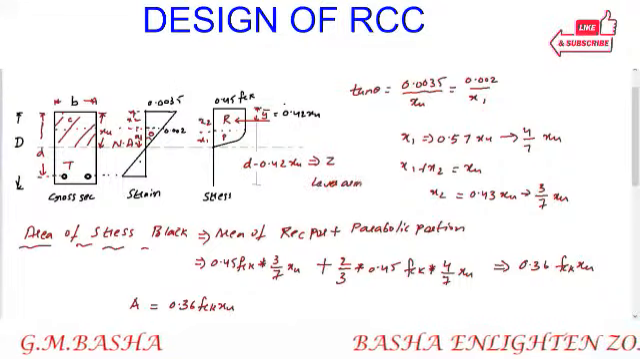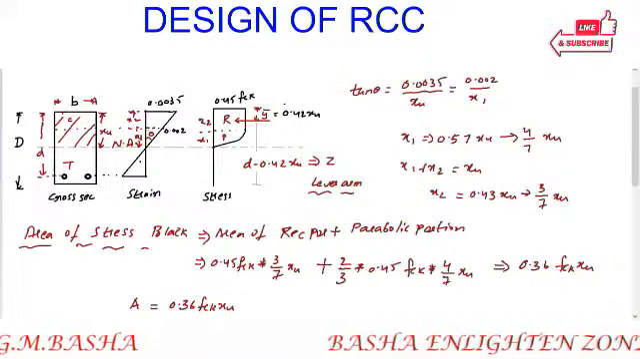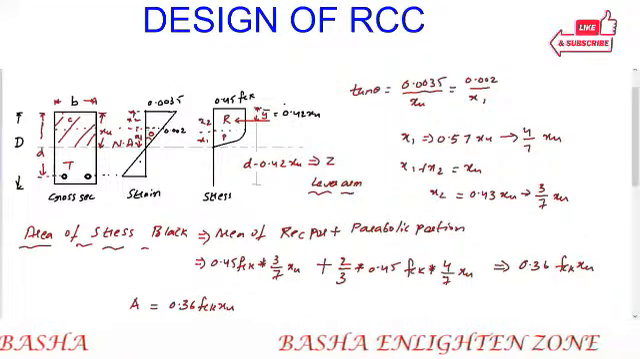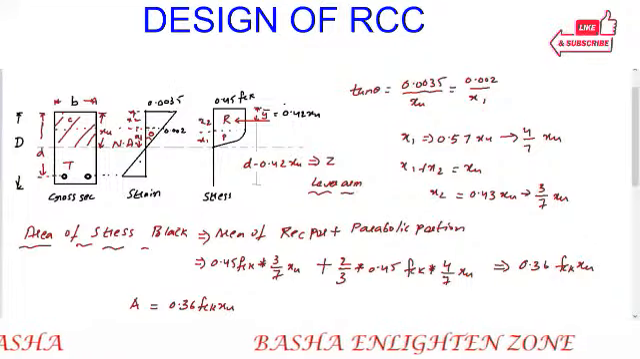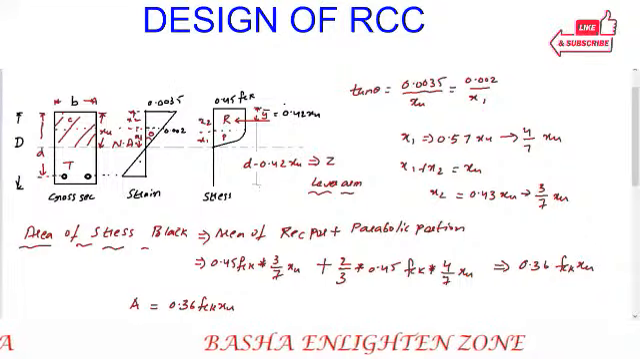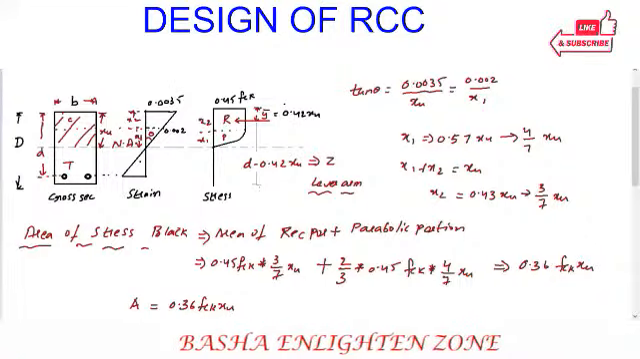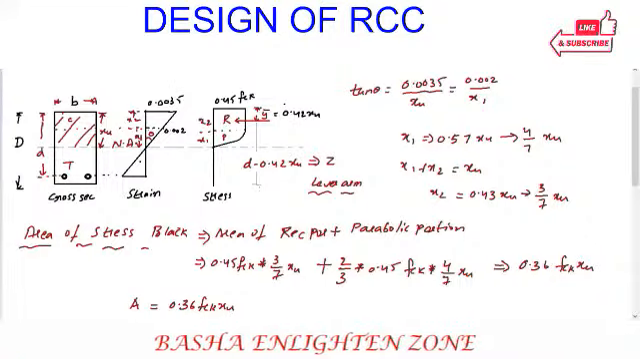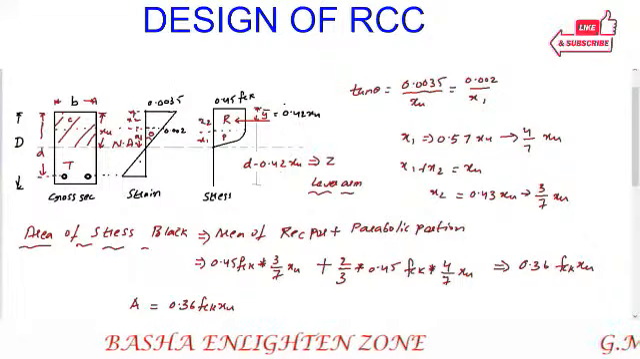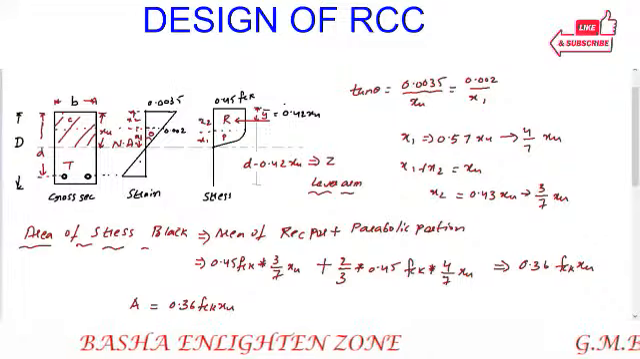Please remember this point, very important. The lever arm, the distance between the line of action of compression and tension force, is taken from the centroid to the tension. So that is the distance which is the lever arm, D minus 0.42 xu. This is very important while resolving the moment.